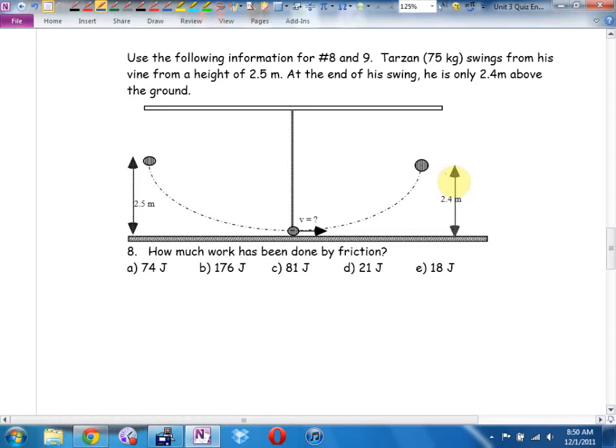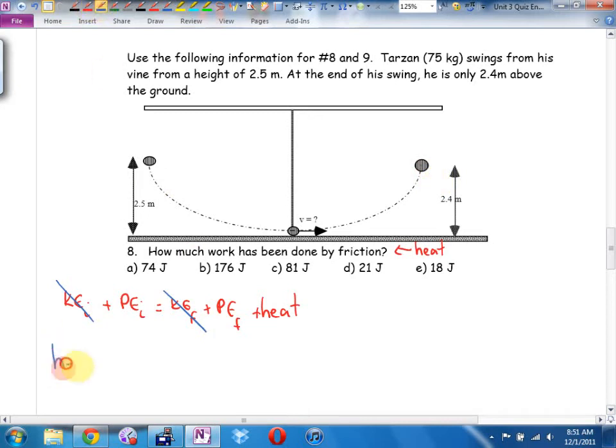This is where I'm going to use conservation of energy, because when they say how much work has been done by friction, what we call that all the time is heat. I'm going to go like this: kinetic energy initial plus potential energy initial equals kinetic energy final plus potential energy final plus heat. Are any of these zero? How fast is he traveling right here? How high is he right here? Zero? No. How fast is he traveling right here? How high is he right here? Zero? Okay.